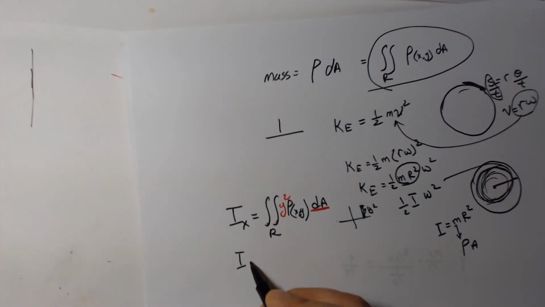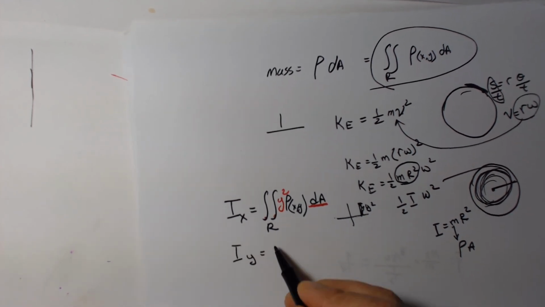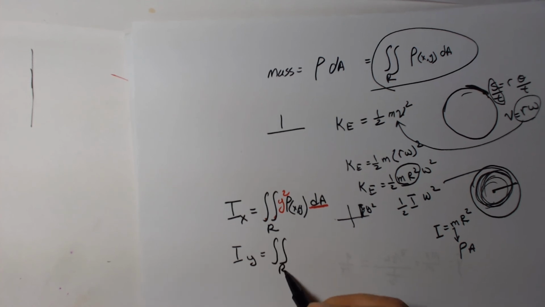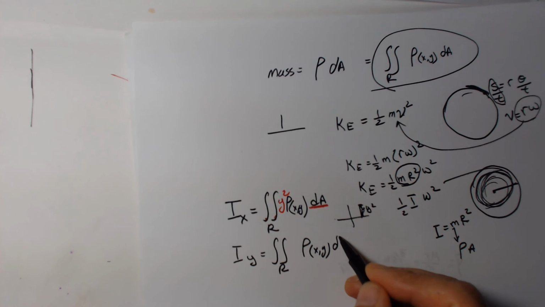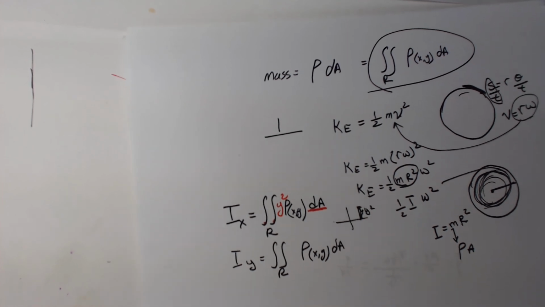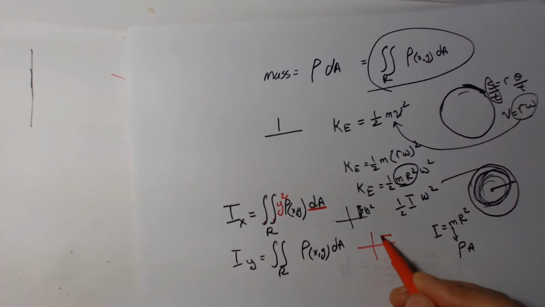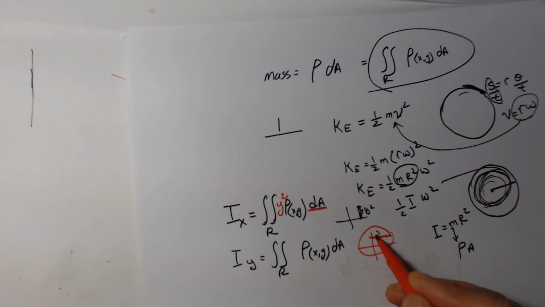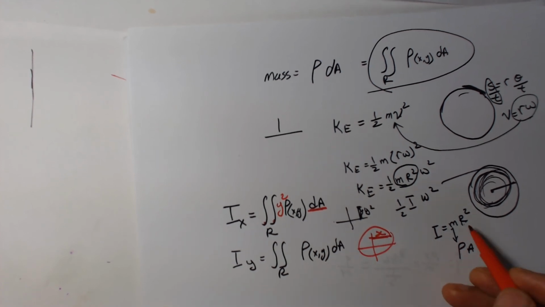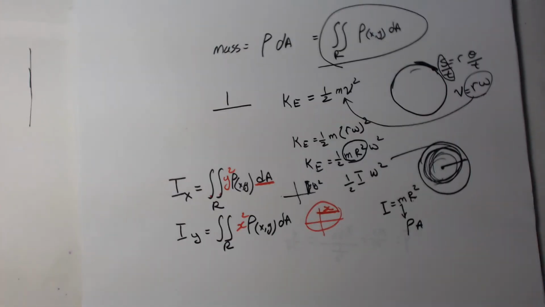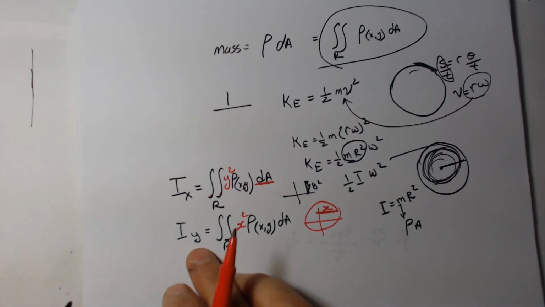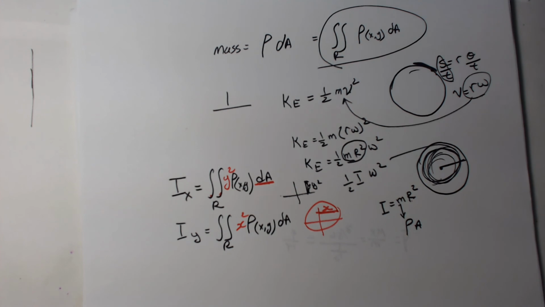Or you can do it respect to y, and then respect to y, that's the region. Your mass is density dA, but when you do it respect to y, your radius is going to be x. You need radius squared, x squared. That's the moment of inertia respect to y.